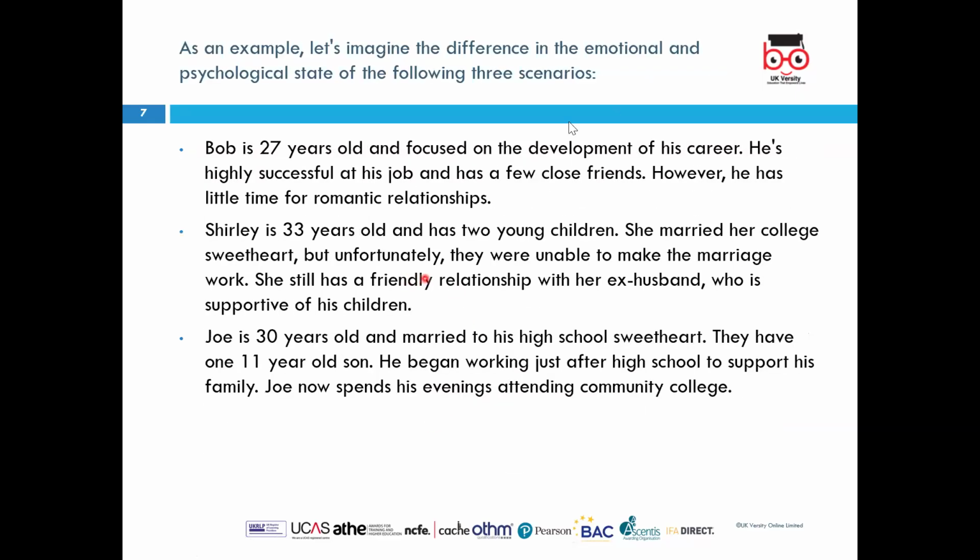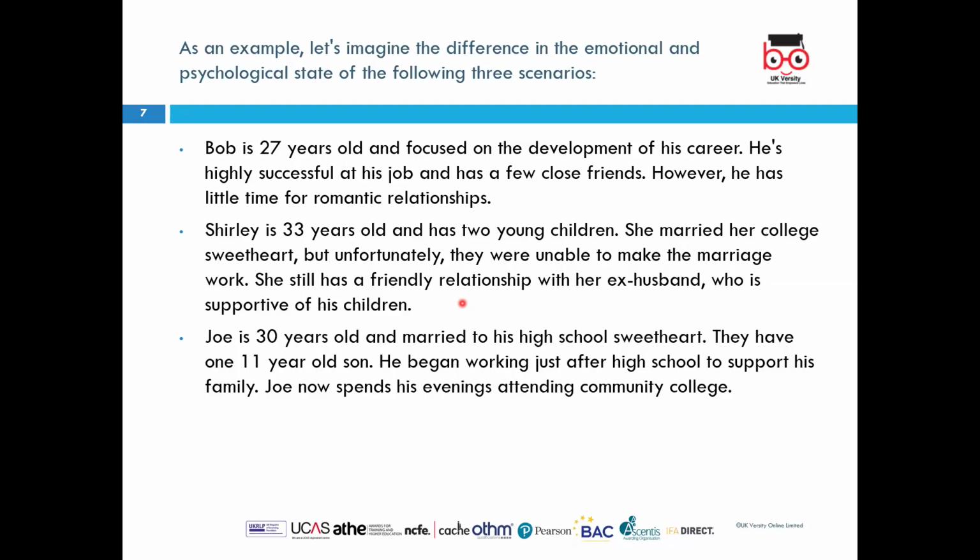An example of difference in the emotional and psychological state. So there's Bob, who is 27 years old and focused on the development of his career. He's highly successful at his job, has few close friends. He has little time for romantic relationships, whereas Shirley is 33 years old, has two young children. She was married to her college sweetheart. Unfortunately, they were unable to make the marriage work. She still has a friendly relationship with her ex-husband, who is supportive of his children. So she's separated.